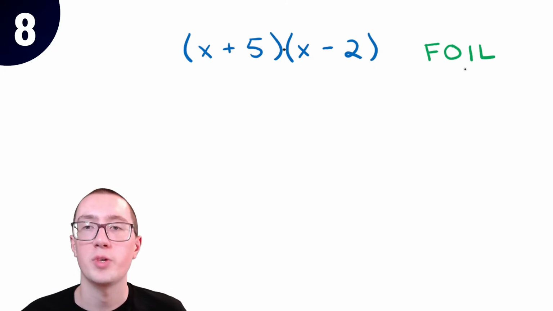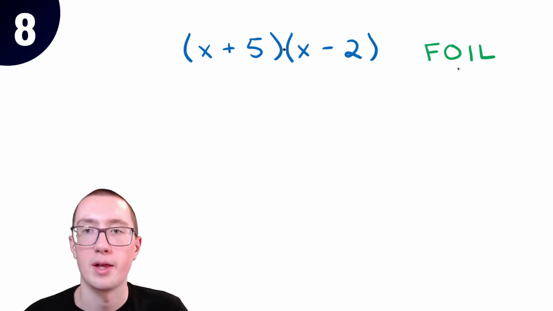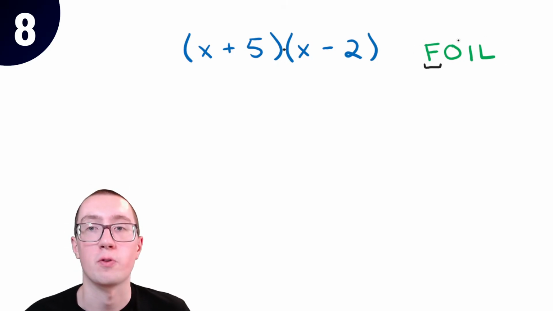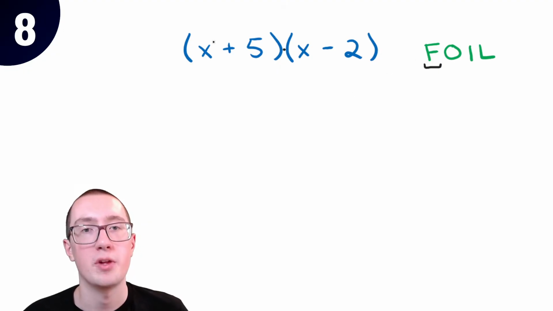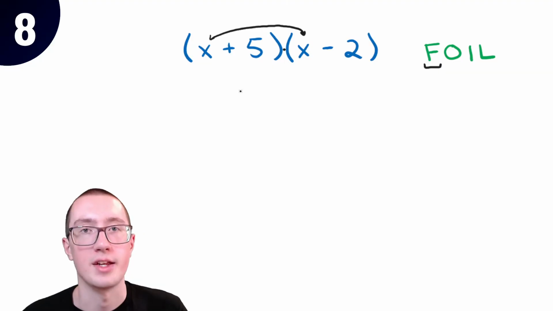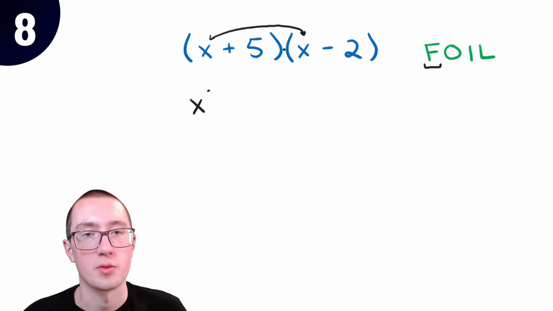So to multiply these out, we just need to follow 4 steps, and the letters of FOIL will tell us what those steps are. So the first step is F, which stands for first. That means we need to multiply the first parts of each set of parentheses. So here we have an x, and here we have another x. So we need to multiply x times x. And x times x is x squared, because remember, that's what squared means. It just means multiplying by itself.